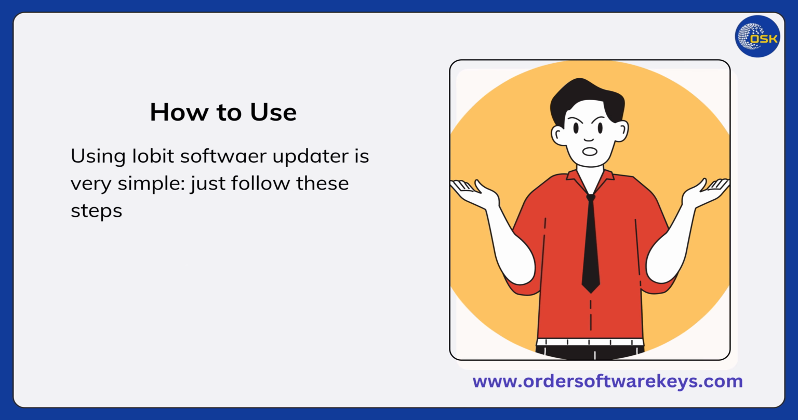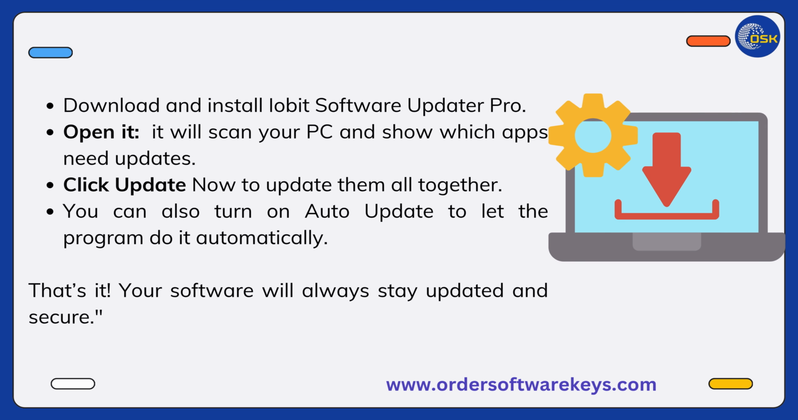Now, how to use it? Using IObit Software Updater is very simple. Just follow these steps. Download and install IObit Software Updater Pro. Open it. It will scan your PC and show which apps need updates. Click Update Now to update them all together. You can also turn on Auto Update to let the program do it automatically. That's it. Your software will always stay updated and secure.